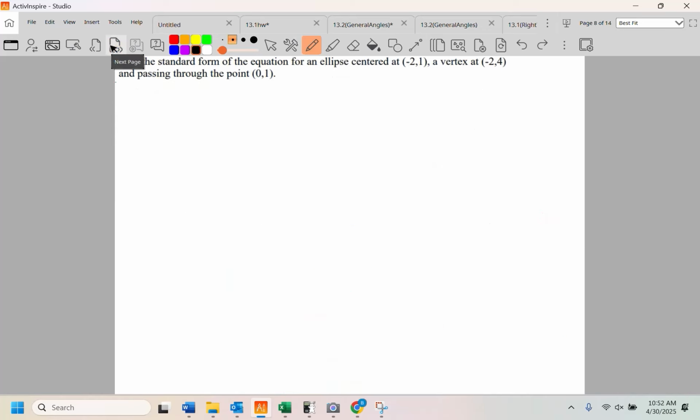All right, find the standard form of an equation for an ellipse centered at (-2, 1) with a vertex at (-2, 4) passing through the point (0, 1). And good test takers will draw. We are centered at (-2, 1). We have a vertex at (-2, 4).